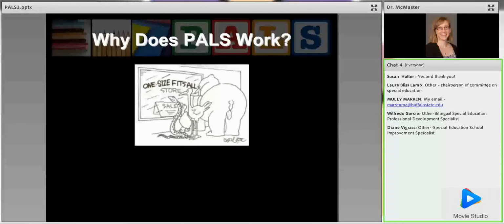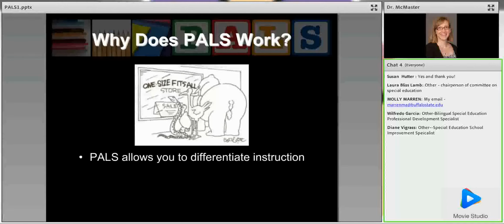So I'll share some of the PALS research with you in just a moment, but I'd like to talk a little bit about why we think PALS has experienced success in research. This picture illustrates part of why we think PALS works. When you have the snake and the funny-looking bird and the turtle and the elephant all going to the one-size-fits-all store, when they all buy their T-shirt, do they all come away happy? Probably not so much, and that's the same thing for PALS.